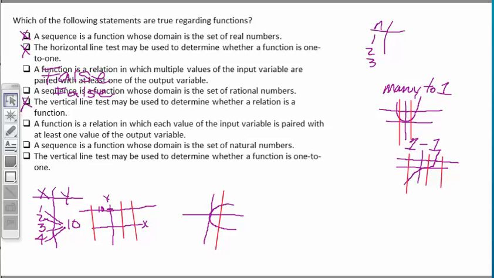I think I've got one more on here. Yes, I do. A function is a relation in which each value of the input variable is paired with at least one value of the output variable. And we've kind of already given this answer away because we said this one was false.